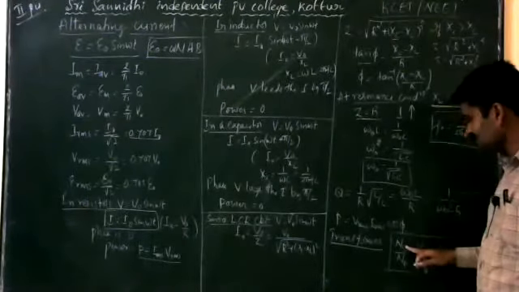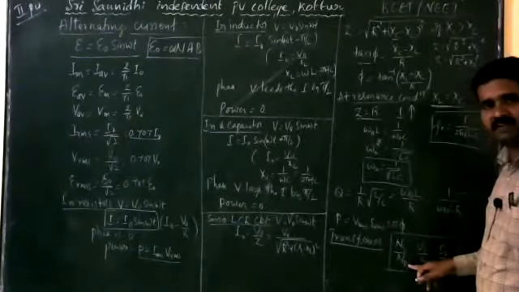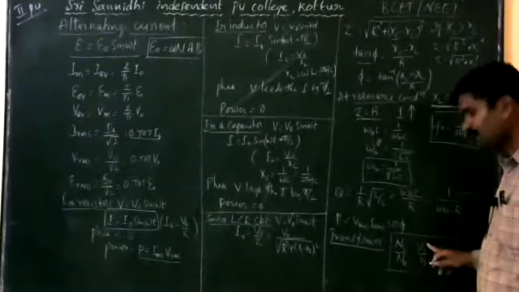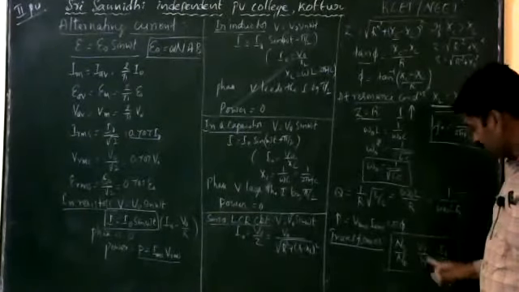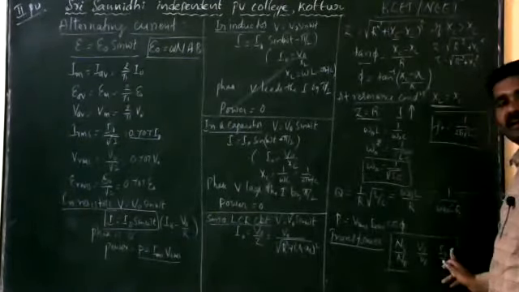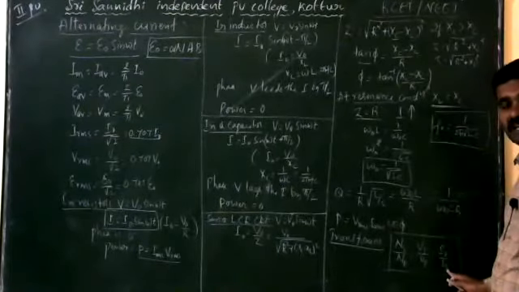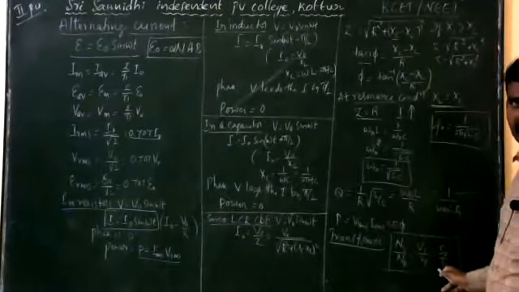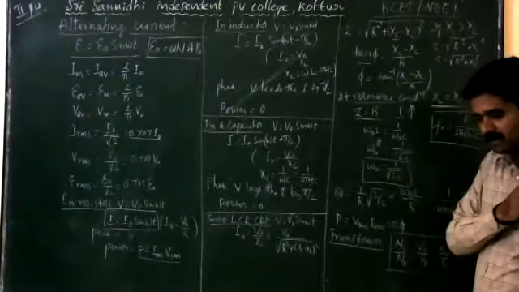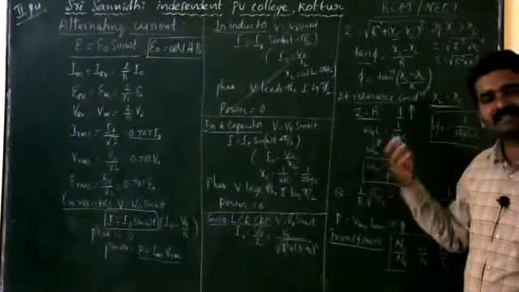N S by N P: N S is the number of turns in the secondary coil, and N P is the number of turns in the primary coil. V S is the voltage developed across the secondary coil, and V P is the voltage developed across the primary coil. I P is the current in the primary coil, and I S is the current in the secondary coil. We take the output from the secondary coil, and we give the input to the primary coil.